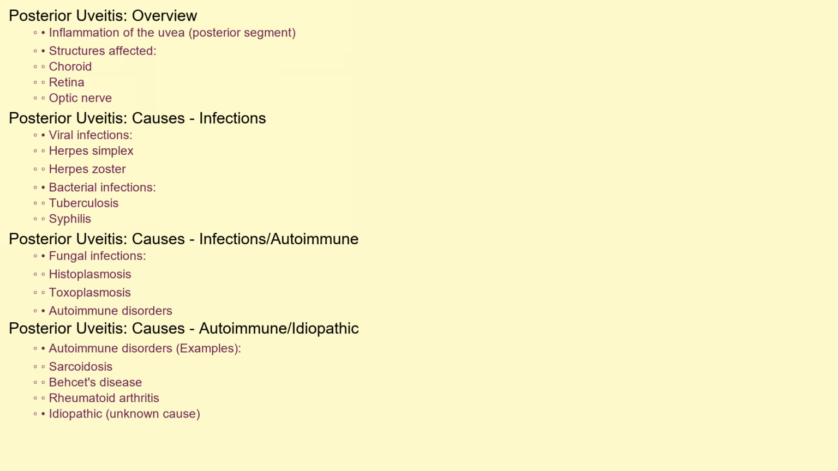Posterior uveitis, at its core, is inflammation of the uvea, specifically the choroid, retina, and/or optic nerve. This inflammation can stem from a variety of causes. Infections are a common culprit, including those caused by viruses like herpes simplex or zoster, bacteria like tuberculosis or syphilis, and fungi like histoplasmosis or toxoplasmosis. Autoimmune disorders where the body's immune system mistakenly attacks its own tissues, such as sarcoidosis, Behçet's disease, and rheumatoid arthritis, can also trigger posterior uveitis. In some instances, the cause remains unknown. These cases are classified as idiopathic.